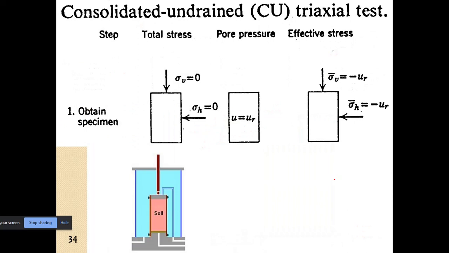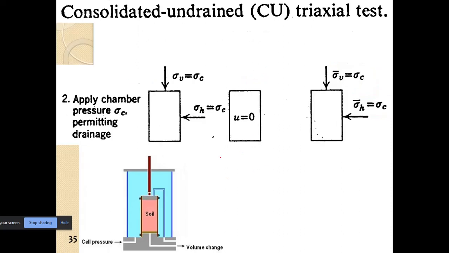Now in the consolidated undrained triaxial test, again as in the first case, we obtain the sample. So there is some residual pore water pressure, so we have the effective stress here. We put the sample in the triaxial cell, and in the second stage, we apply the cell pressure, the confining pressure, onto the sample. While applying the cell pressure, we allow drainage from or into the sample, whatever the case may be, to occur.